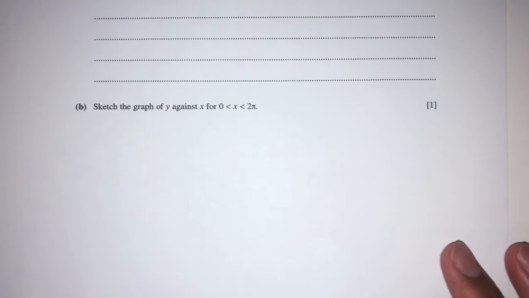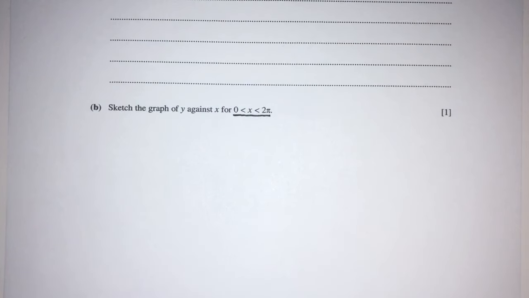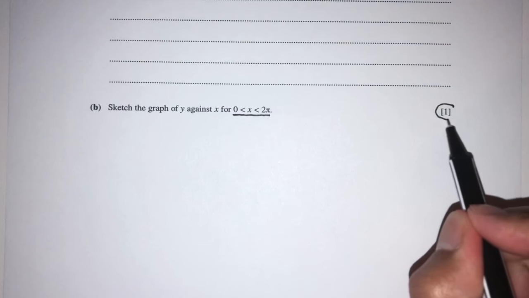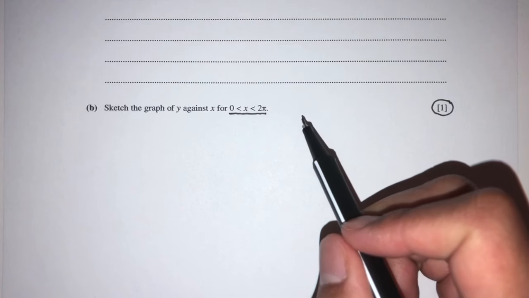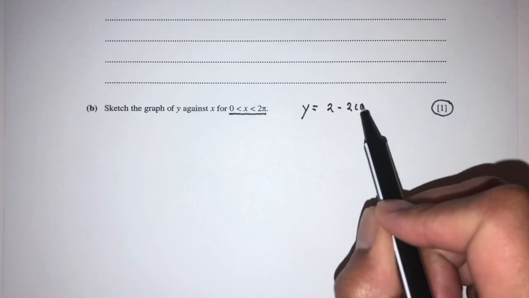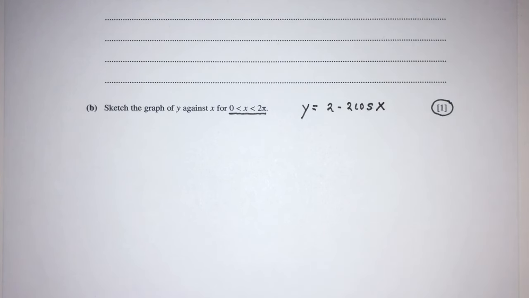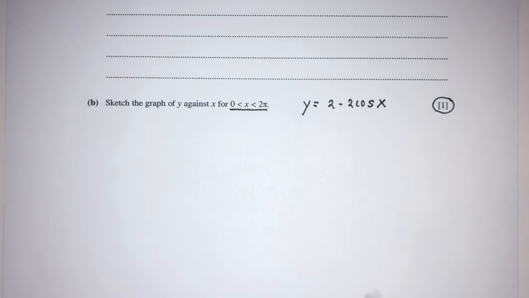Now let's move on to part B of the question. Here we have to sketch the graph of y for this domain. Whenever you have to sketch something, what do I advise? Even if it is only for 1 mark, we can do this step by step. The equation that we have is y is equal to 2 minus 2 cos x. You can always use your mind to do this directly. However, I always advise to use a table of values for this kind of question, because you don't want to make any silly mistakes, right? So let's begin.